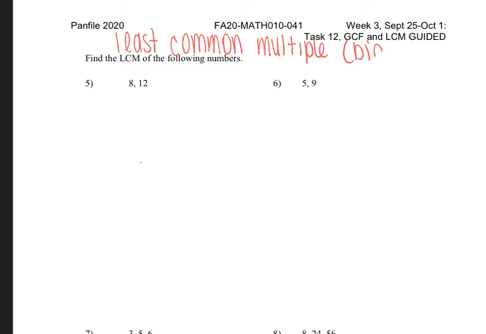So if you want to note that least common multiple will be bigger, GCF or greatest common factor will be smaller, just something of note. So what you're going to do is this.